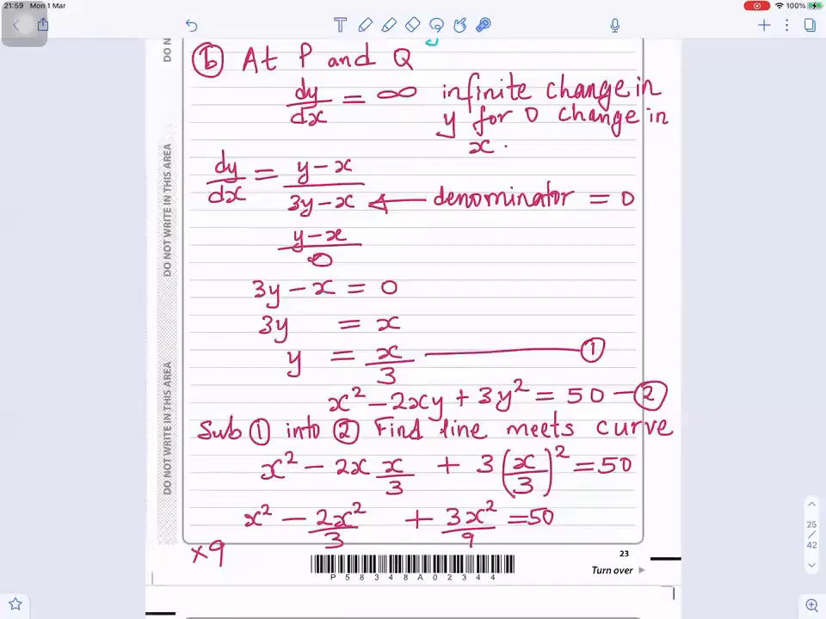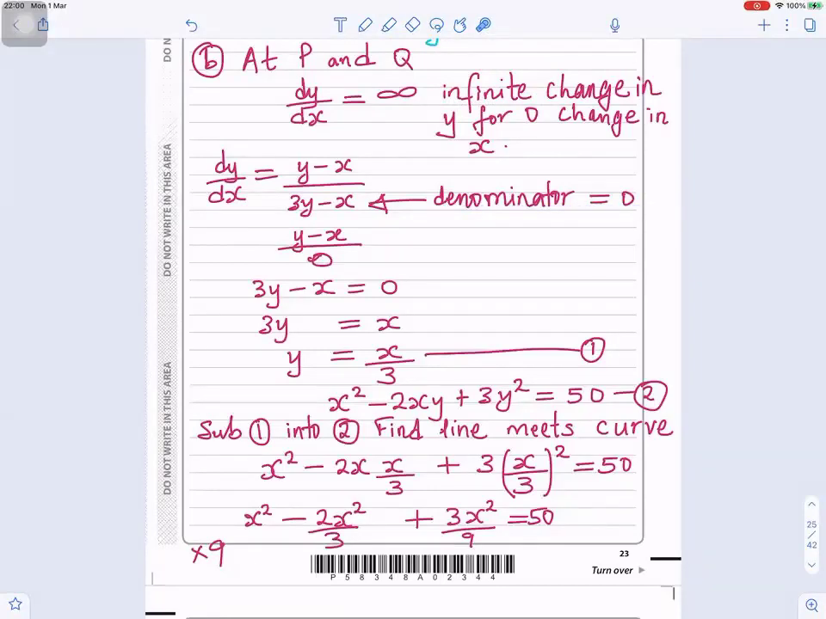For part B, at the points P and Q, dy over dx is infinite. So infinite change in y for 0 change in x. So for a little bit of change in x, the change in y is infinite. So dy over dx is y minus x over 3y minus x. So the denominator would be equal to 0.